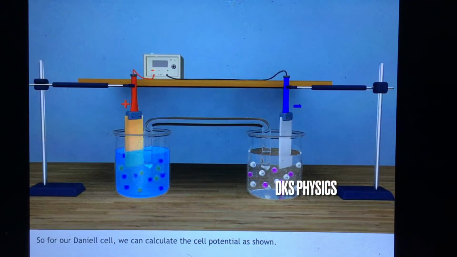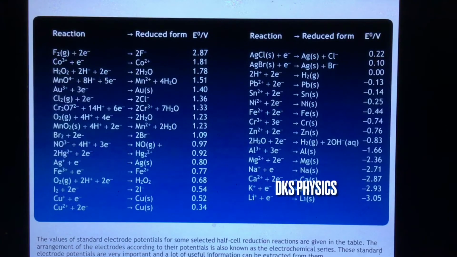So for our Daniell cell, we can calculate the cell potential as EMF of the cell equals E0 cell equals E0R minus E0L equals 0.34 V minus (minus 0.76 V) equals 1.10 V. The values of standard electrode potentials for some selected half-cell reduction reactions are given in the table. The arrangement of the electrodes according to their potentials is also known as the electrochemical series. These standard electrode potentials are very important, and a lot of useful information can be extracted from them.